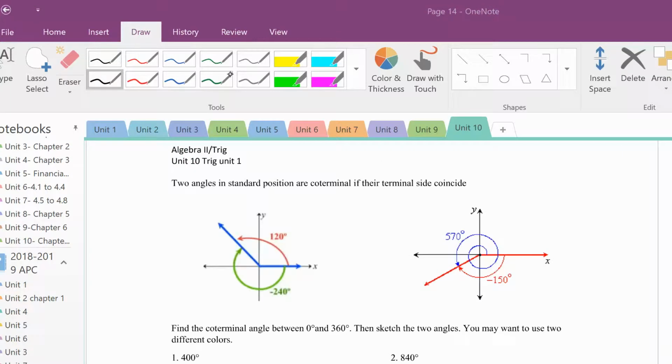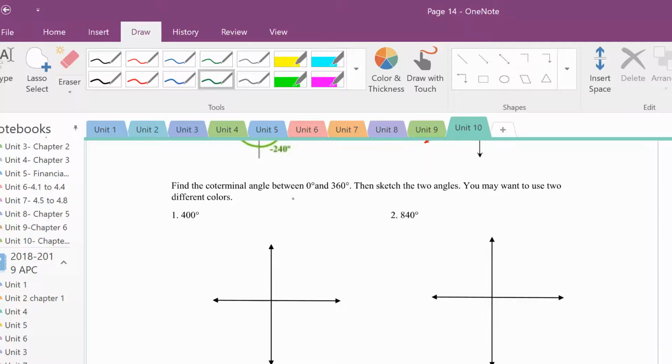All right, two angles that look the same but are rotated differently, like for example 120 and negative 240, these are what are called coterminal, meaning they have the same terminal side of the angle. The only difference is their rotation. So notice here 570 degrees and negative 150. It's the same angle, just rotated differently.